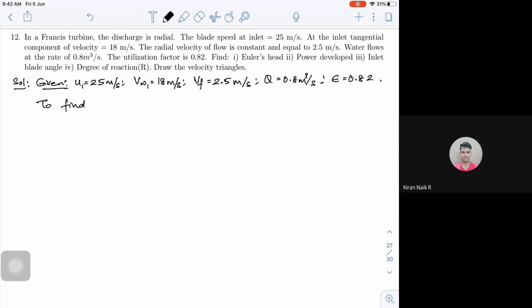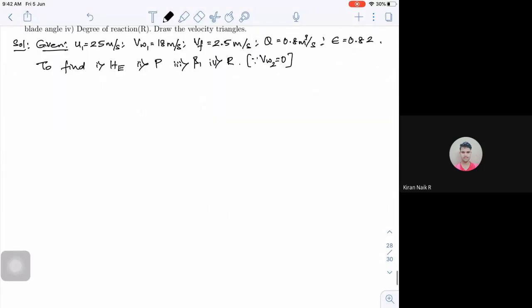To find the first one, the Euler's head, the second one, the power developed, the third one, the inlet blade angle beta 1, the fourth one is the degree of reaction R, and you are supposed to draw the velocity triangles. Okay. Now, the flow being radially exit, that means my VW2 is automatically 0. So that's how the problem statement tells. Okay. Now, let us draw the velocity triangle.